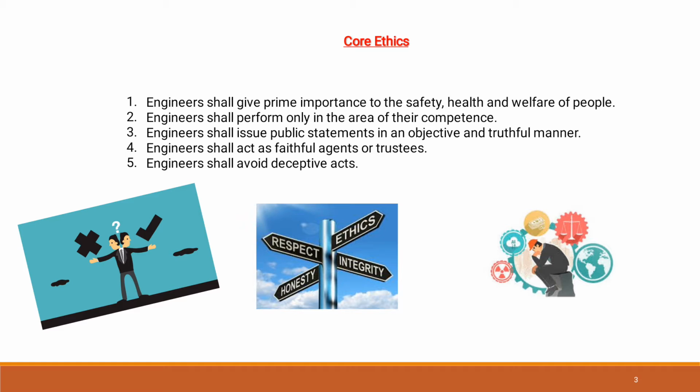The fourth point says engineers shall act as faithful agents or trustees. So, this in detail means that engineers shall not accept any compensation or financial reward from more than one party for services on the same project. They also shall not accept financial consideration, directly or indirectly, from outside agents.